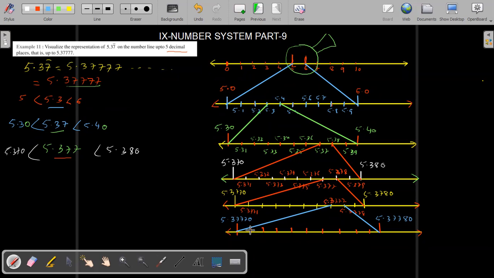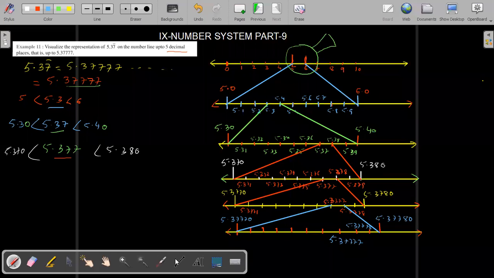So the last number I am taking: 71, 72, 73, 74, 75, 76, 77. This one will be equal to 5.3777, and this will be your 5.37771238, then 7980. So this is your final answer.